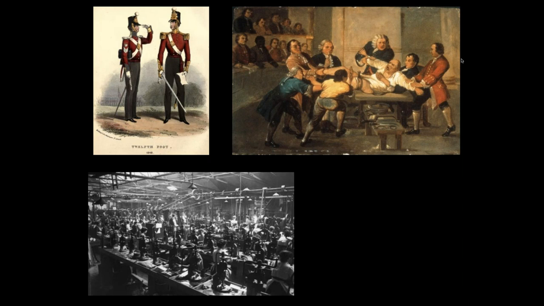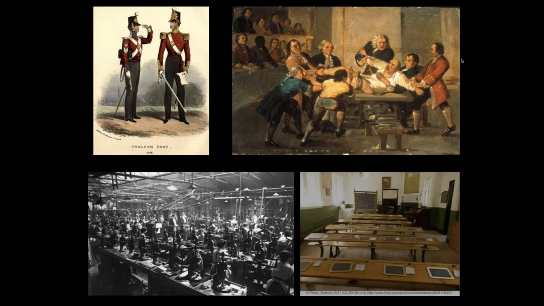Factories were far more risky places to be than they are now. Lots of very heavy machinery in the main thrust of the Industrial Revolution. Schools looked a little bit like this. So they had desks arranged in rows, and somebody stood at the front whose job it was to impart information to all the people in the room.